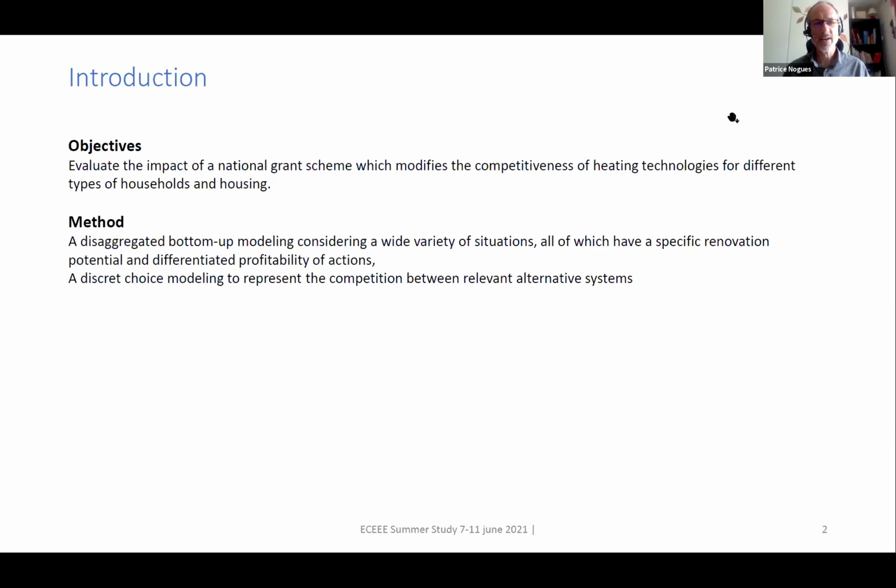For this, we use a disaggregated model, which is also a bottom-up one. It allows to consider a very wide variety of situations, all of which have very specific renovation potentials and different profitability of actions. So it's something much more interesting than thinking with average values or segments, for instance. And once we have the picture of the building stock and household stock, we will use a discrete choice modeling to represent this competition between the different systems and see how the grant scheme modifies this competitiveness.